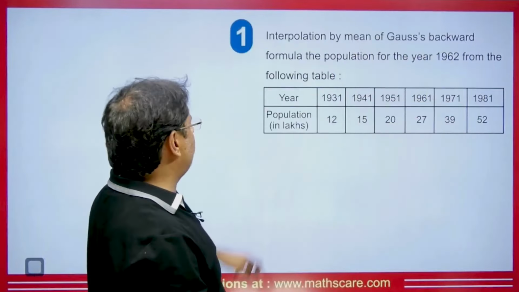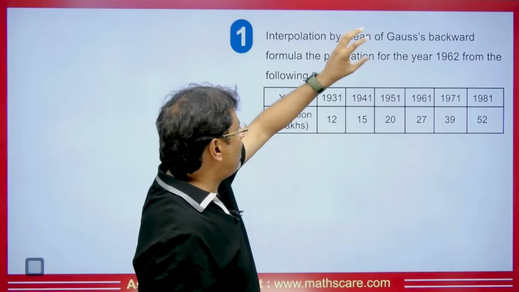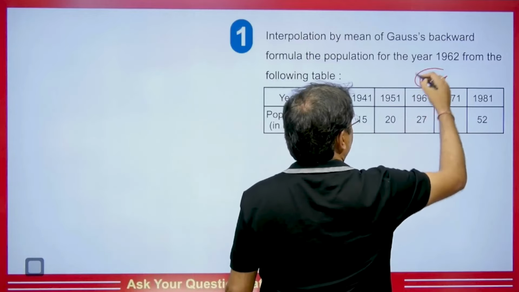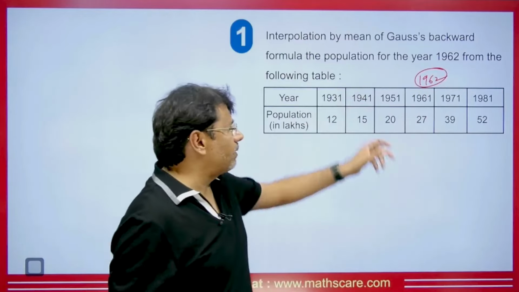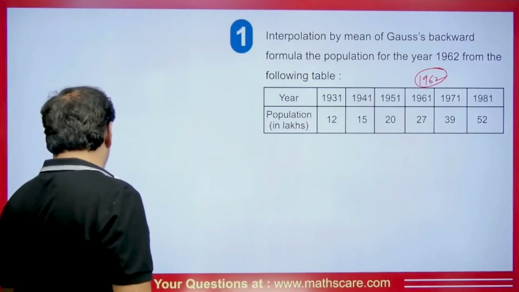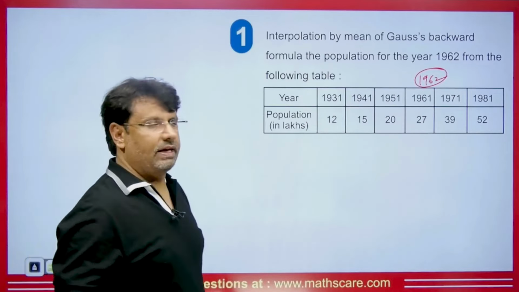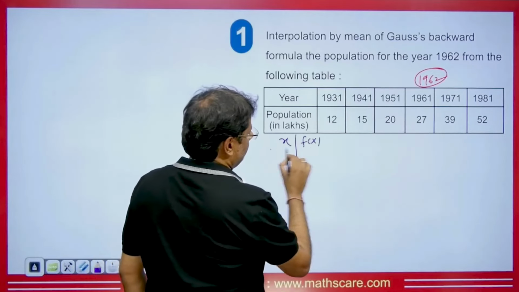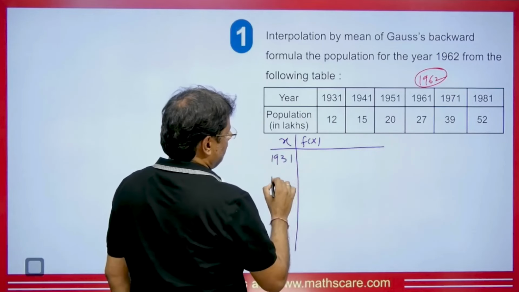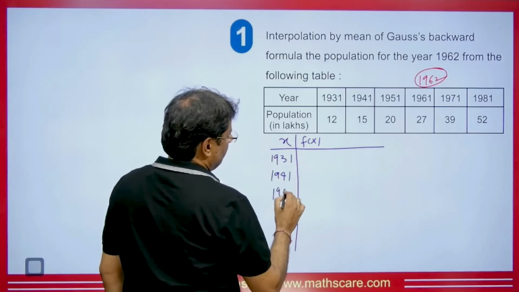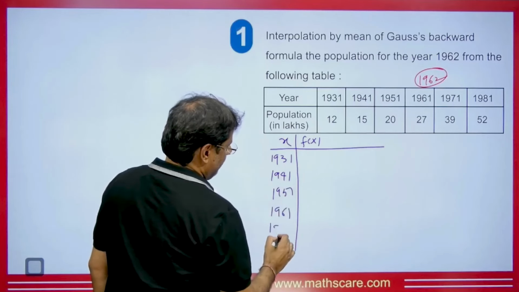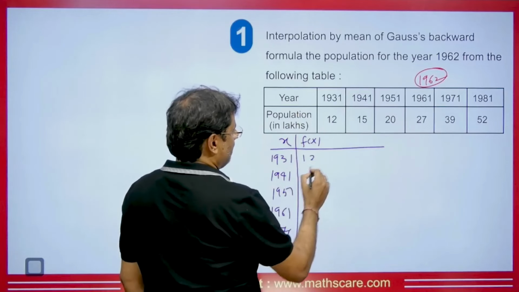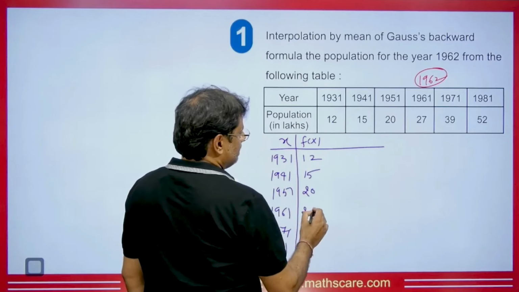Let's see next question. In this, year-wise population is given and we have to find the population of 1962 using Gauss backward. Okay. So this will be 1962 and we have to find the population in 1962. Whenever we are given this type of question, what will we do? First we will make the table for this, right? I will take this here as x. Then the values of x we are getting here will be 1931, 1941, 1951, 1961, 1971 and 1981. And this data is given here. So the corresponding values will be 12, 15, 20, 27, 39 and 52.